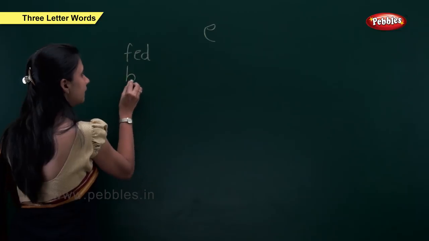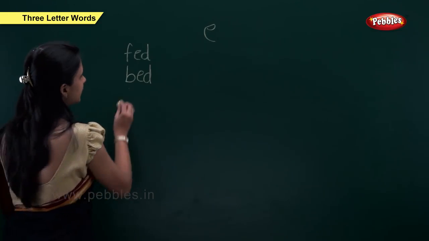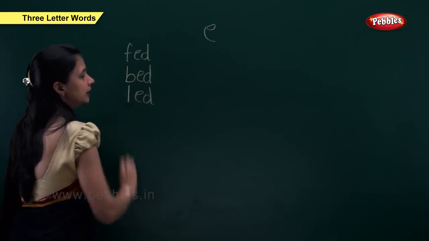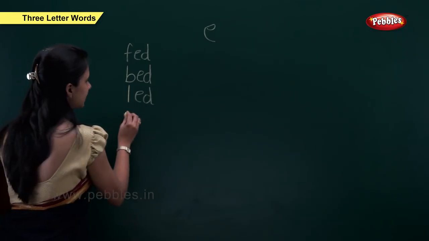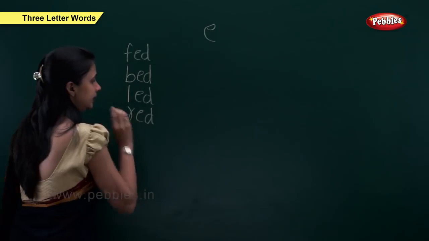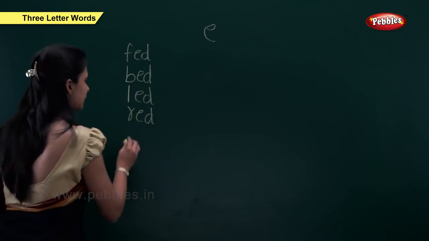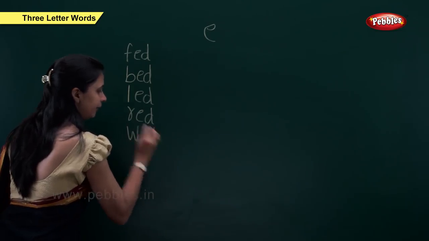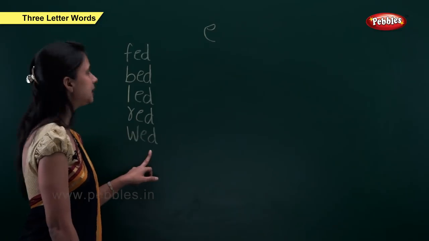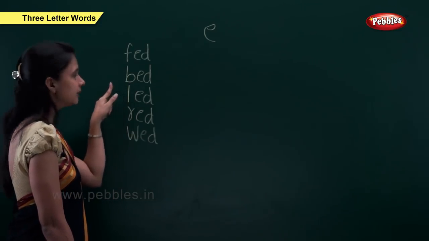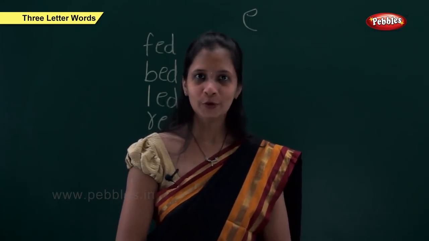The next is B-E-D, bed. The next is L-E-D, led. The next is R-E-D, red. The next is W-E-D, wed. Now we repeat: fed, bed, led, red, wed.